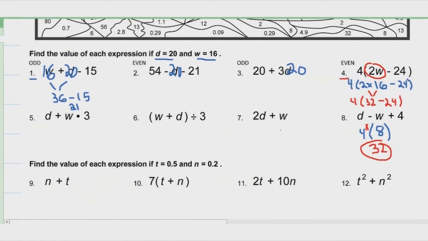Okay, now I've done 1 and 4 for you. Why don't you try doing 2, 3, 5, 6, 7, and 8 on your own? So press pause. When you're done, press play, and I'll tell you the answers. You can check them, and we'll go from there. See you in a minute.